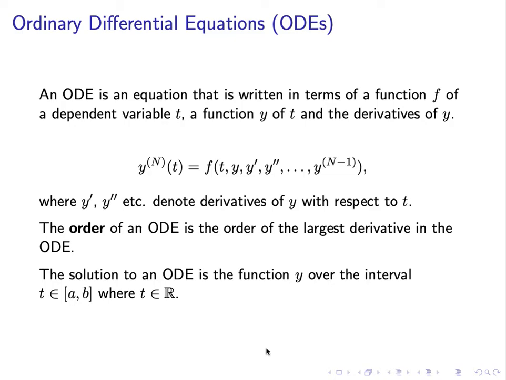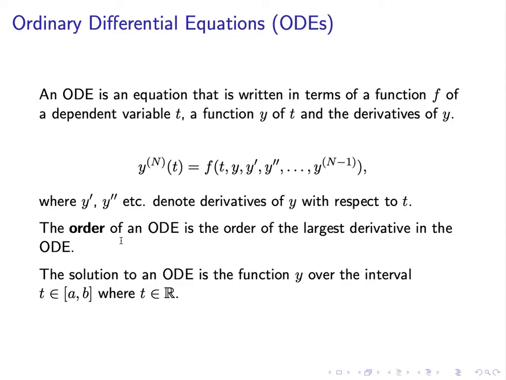So an ODE is simply an equation written in terms of some function f, which is a function of an independent variable t, a function which is called y, which is of t, and various derivatives of y. So you can see here, on the right hand side we have our function f, which is often referred to as the ODE function. On the left hand side we have a derivative of y. So in this case we have the nth derivative of y, and the derivatives of y in the function f can only go up to n minus 1.